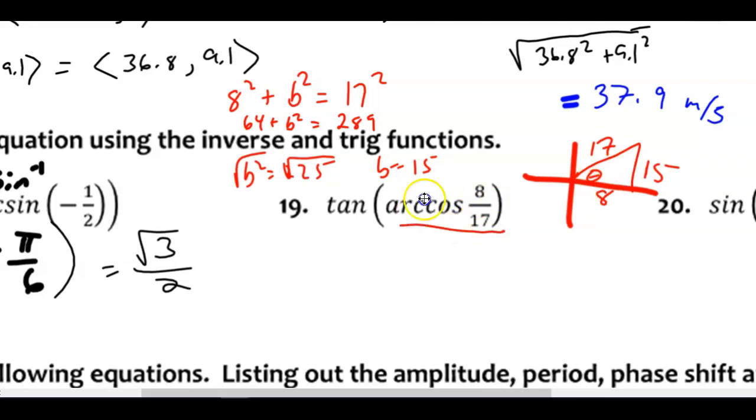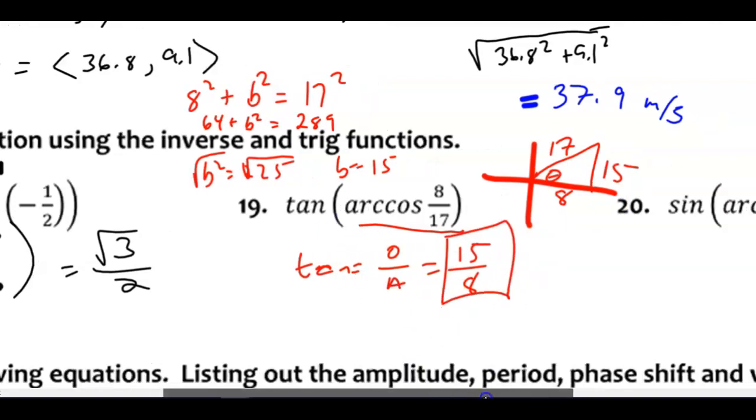But anyway, we know what arc cosine is, 8 over 17. Well, what's tangent? If you remember with a triangle, tangent equals opposite over adjacent. So in this case, this equals 15 over 8.